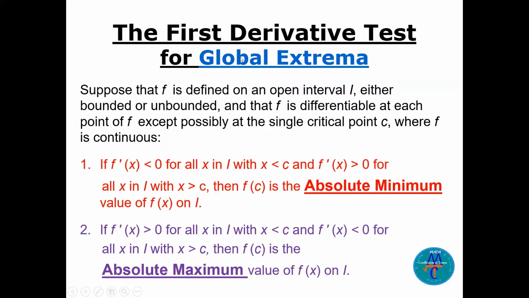Now, the first derivative test for global extrema. Global means the absolute. So when do we have absolute? One absolute minimum and then absolute maximum. This is global extrema. Absolute minimum, if this value is the minimum value in the whole domain, in the whole interval, there is no other value less than that. And the absolute maximum is the same. Absolute maximum means the highest value in that interval I.